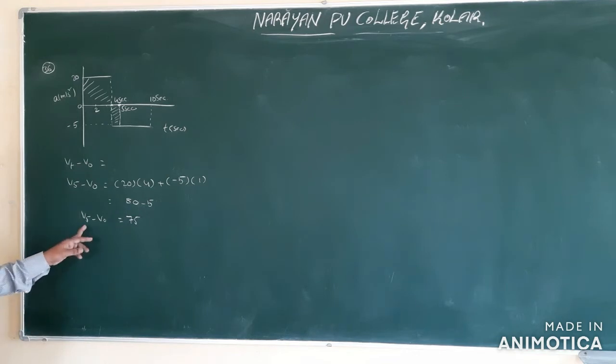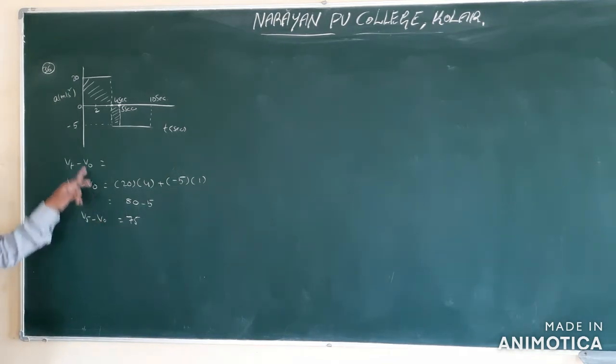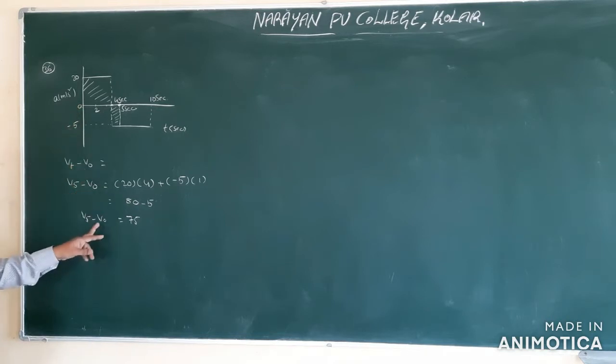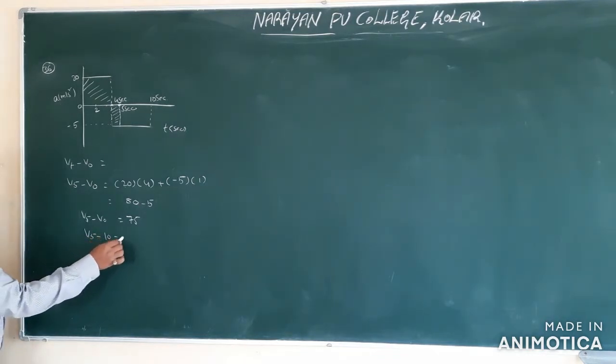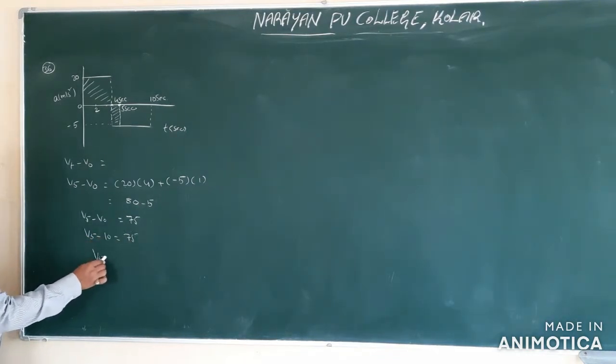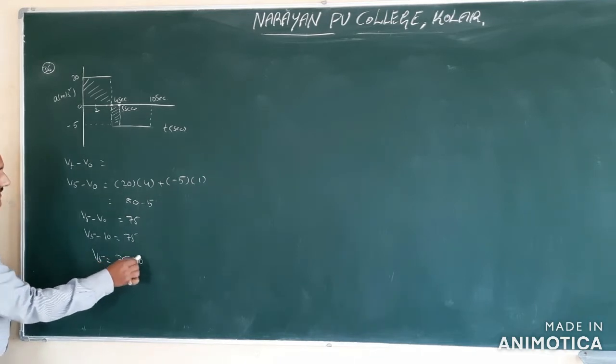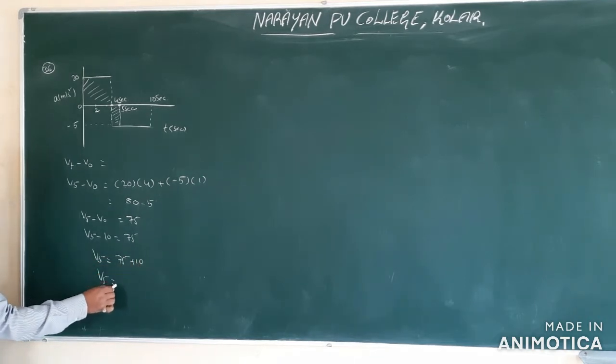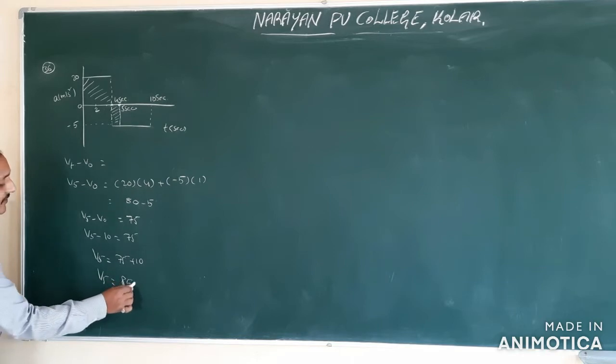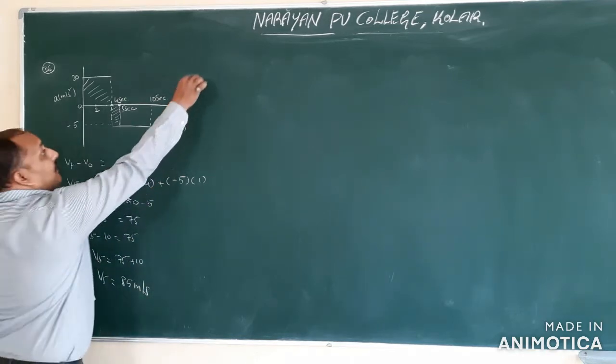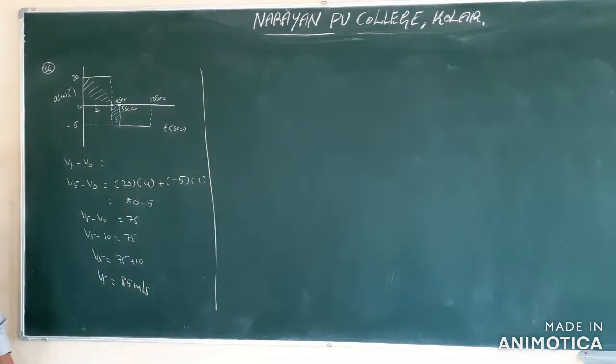But they are asking the velocity at 5 seconds. So we need the initial velocity. Initial velocity means at time equal to 0. So what is the initial velocity at time equal to 0? They give in the problem 10 meter per second. Therefore, V5 minus 10 is equal to 75. V5 is equal to 75 plus 10. Therefore, the velocity at 5 seconds is equal to 85 meter per second. So that is nothing but the answer, the first option. Next question.